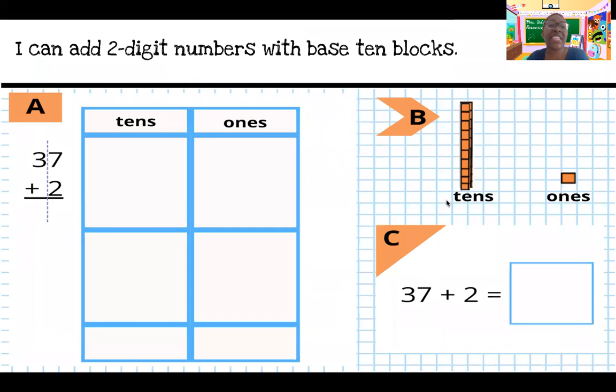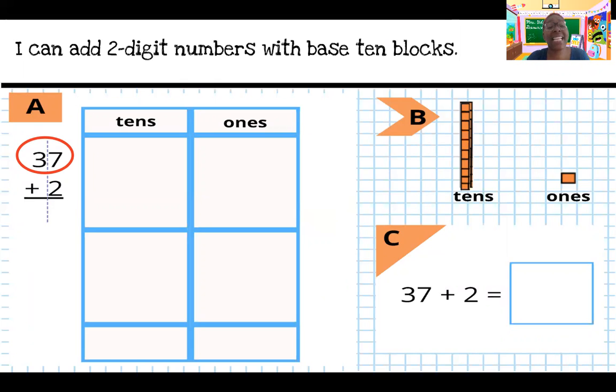All right, littles, here's your problem. Remember, all this week we are adding 2-digit numbers with base 10 blocks. So our problem for today is 37 plus 2. So remember, when we add, we always begin by looking at our first number, and we're going to pull our blocks for our 10s and then our 1s.